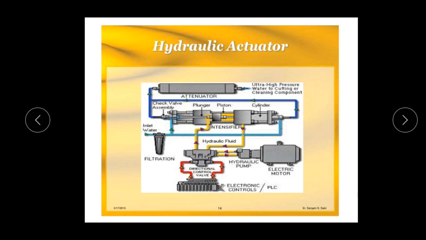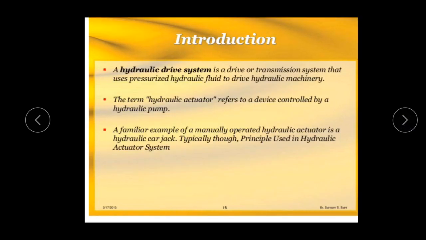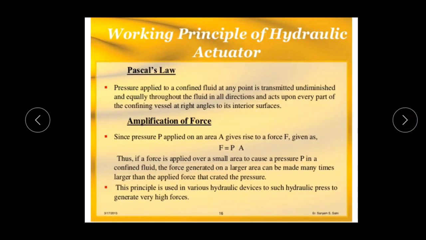Let us discuss the hydraulic actuators. Dear students, as we can see, the image is a kind of hydraulic system application. Let us discuss the introduction of the hydraulic system. A hydraulic drive system is a drive or transmission system that uses pressurized hydraulic fluid to drive hydraulic machinery. The term hydraulic actuator refers to a device controlled by a hydraulic pump. The familiar example of a manually operated hydraulic actuator is a hydraulic car jack. The working principle of a hydraulic actuator is Pascal's law.